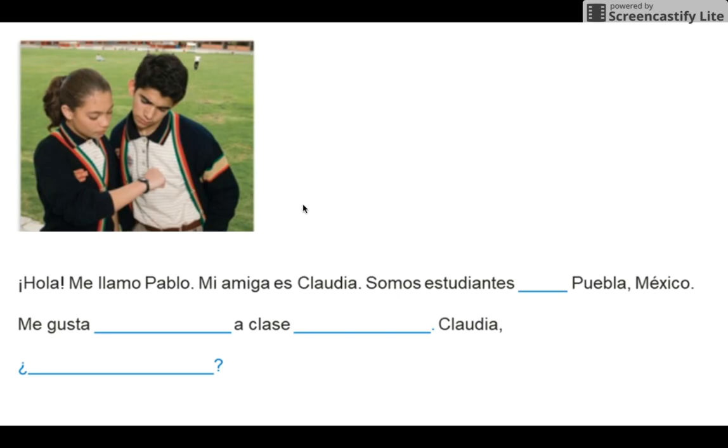Anyways, let's go over the notes. So write in the blanks as you see them or as you know them. Este es Pablo y esta es Claudia. Pablo es un chico y Claudia es una chica.